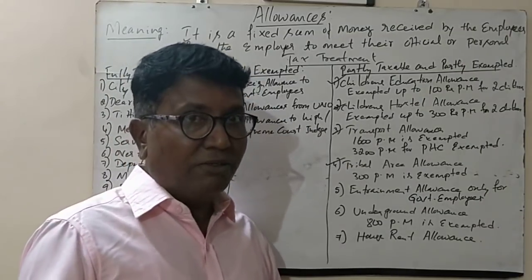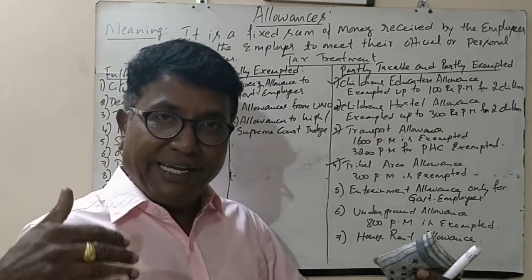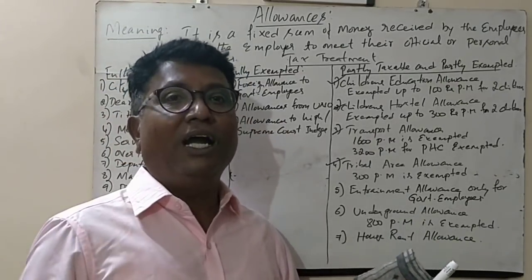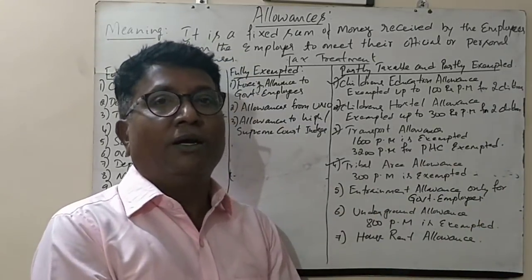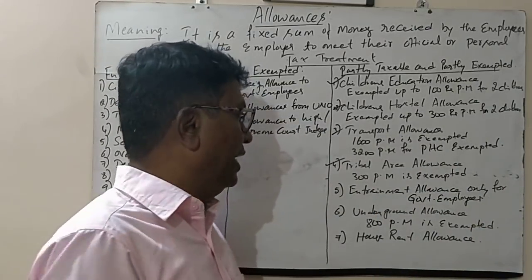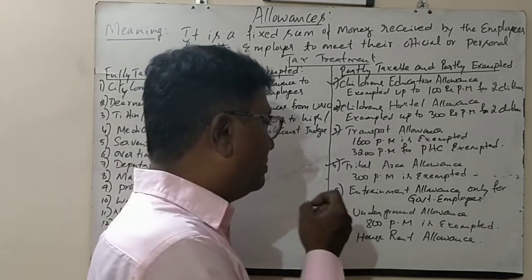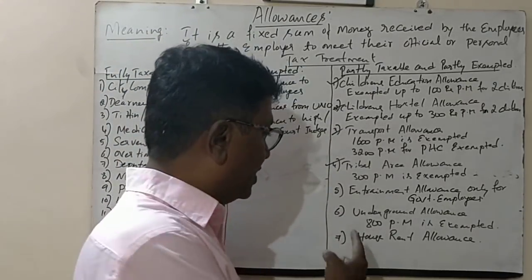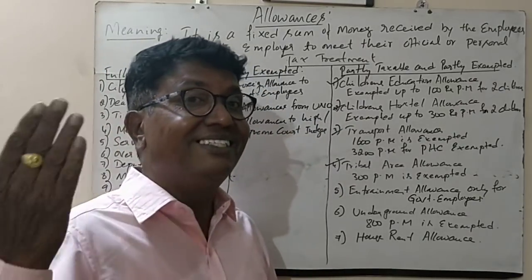And sometimes the employees who are working in mining companies will be digging deep into the earth, and suddenly the ground may collapse, and they may not get good oxygen, they may die in that place. Thereby, they will be given an extra money called 800 rupees per month. Up to 800 is exempted.